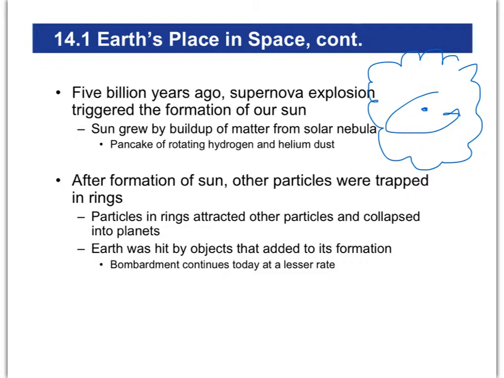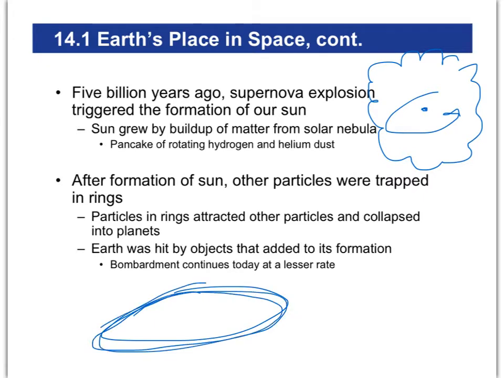So as this whole system starts to spin, it creates this disk around the sun right here. You have certain particles trapped in rings around the sun, right? And the particles on those rings start to pull together and form more dense lumps of particles that eventually are believed to have formed the planets.